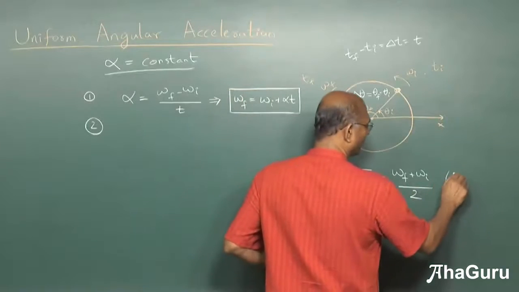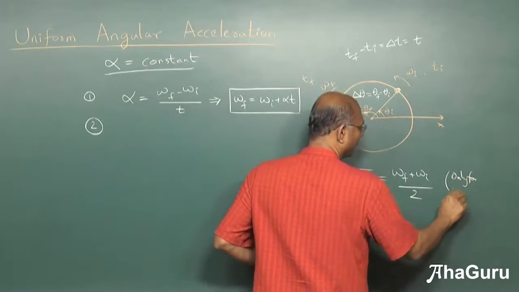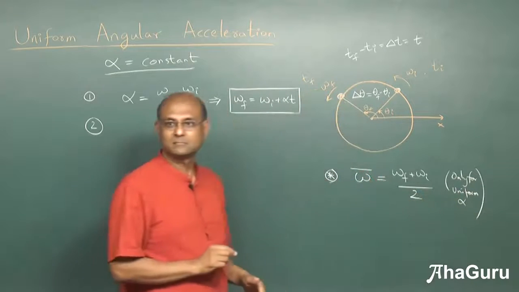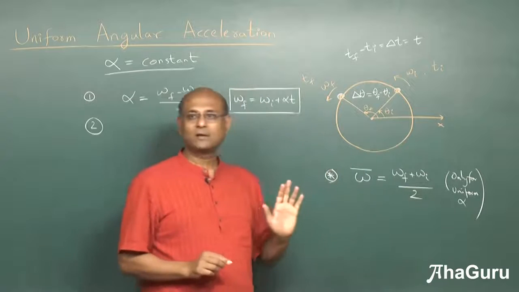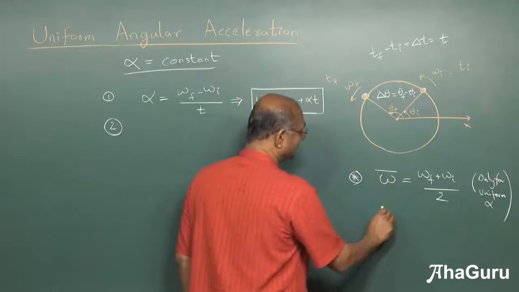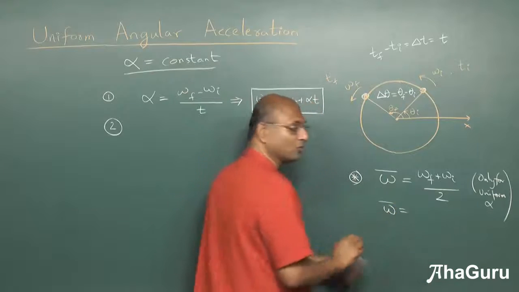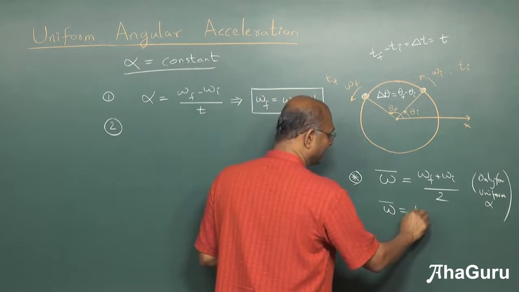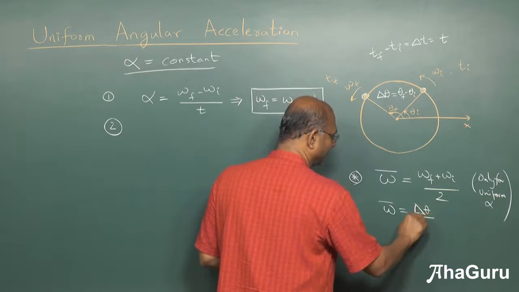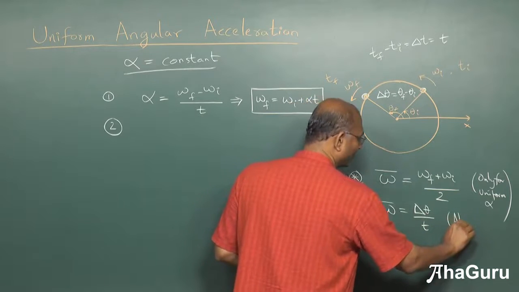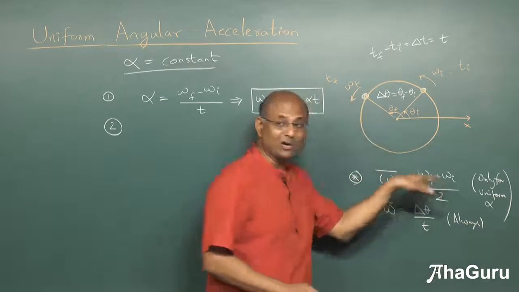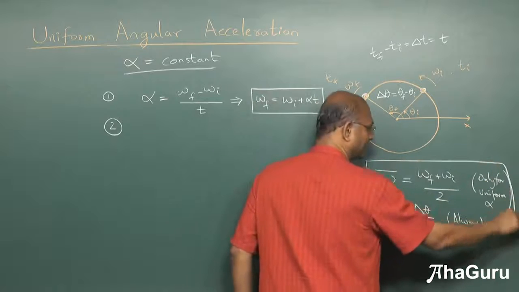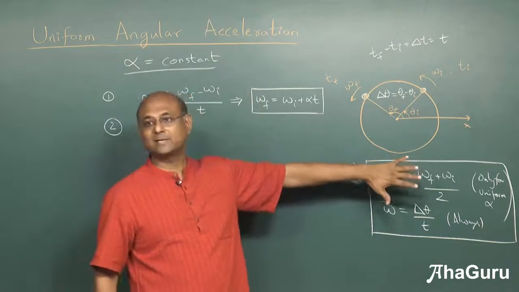Only valid for uniform alpha. Is that okay? It's only valid for uniform alpha. Remember that in general, this is always true. What is the definition of average angular velocity? It is delta theta, right? Delta theta, angular displacement, divided by time. This is always true. But this is not always true. This is only true for uniform alpha. I have not proved this. I am going to assume that this statement is valid. This is the most important statement.